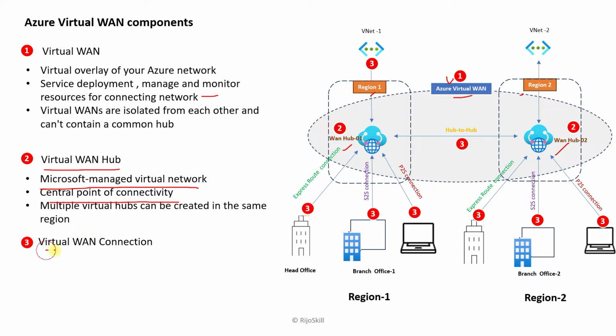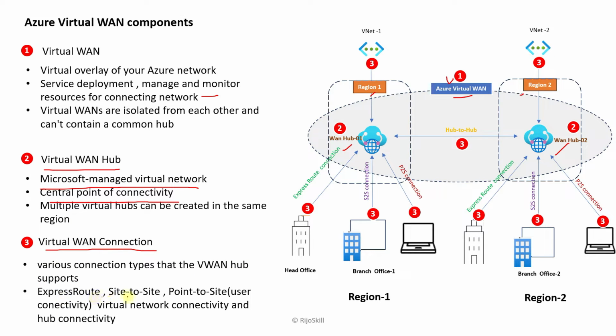And here you can see the Virtual WAN connection. All the connectivity passes through the various connection types supported by the vWAN hub: ExpressRoute, site-to-site, point-to-site, and virtual network connections will be connected to your virtual WAN hub. So now you understand the basic components inside Azure Virtual WAN: the virtual WAN hub and the virtual WAN connections. Next we will go to the Virtual WAN SKU types. There are two SKU types available, Standard and Basic. Once you create the Virtual WAN, you need to carefully choose your Virtual WAN type.